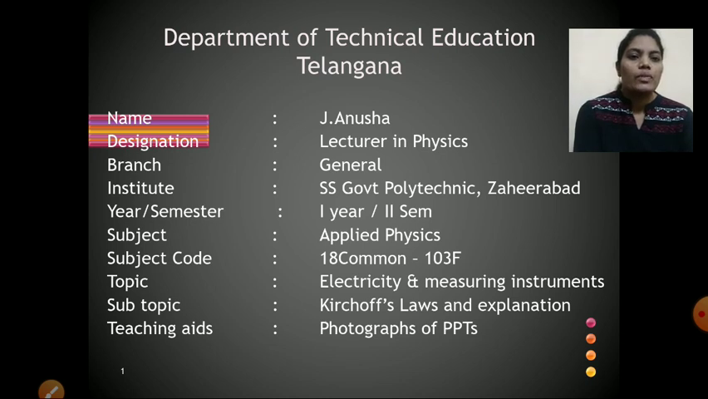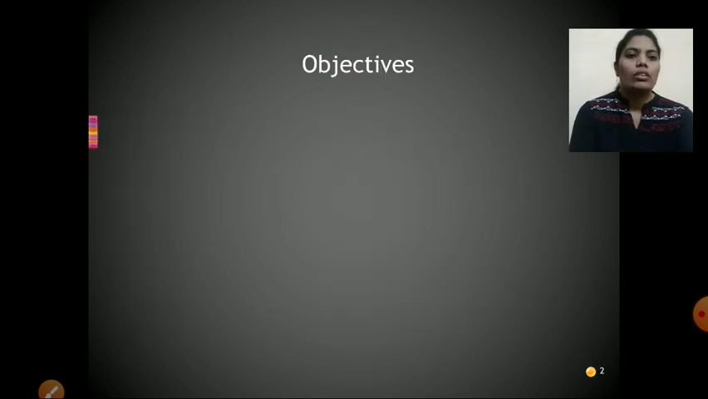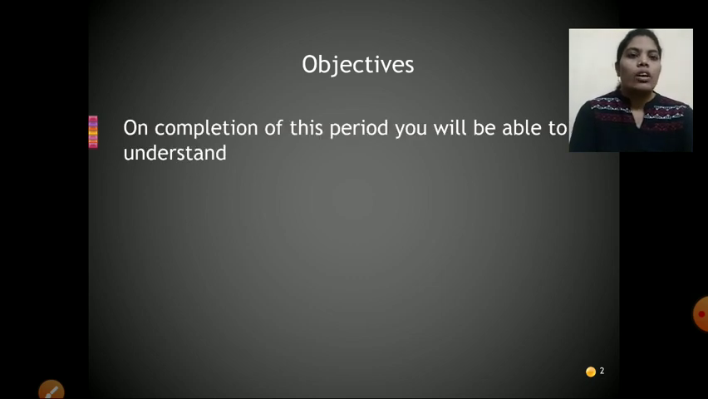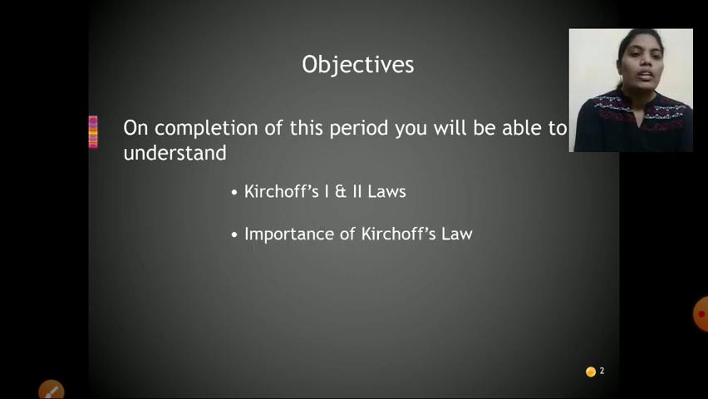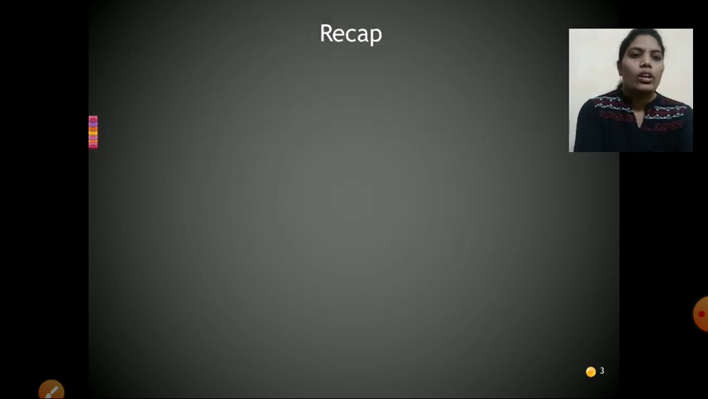Now in today's session we are going to learn about Kirchhoff laws and their explanation. To learn this we'll take the help of a small PowerPoint presentation here. Let us move on to our session now. The main objective of our session is, on completion of this period, you will be able to understand what are Kirchhoff laws and what is the importance of Kirchhoff laws. There are two laws, Kirchhoff's first law and second law. Let us learn about these laws.